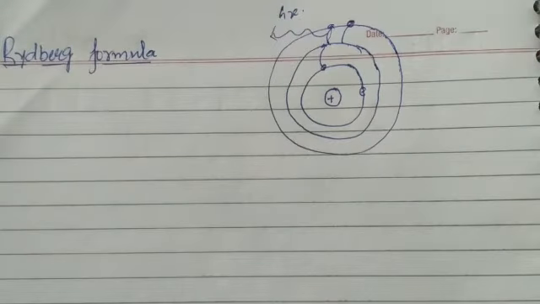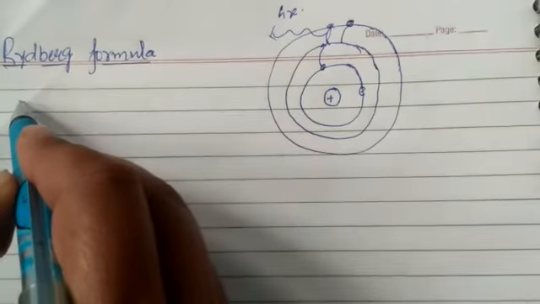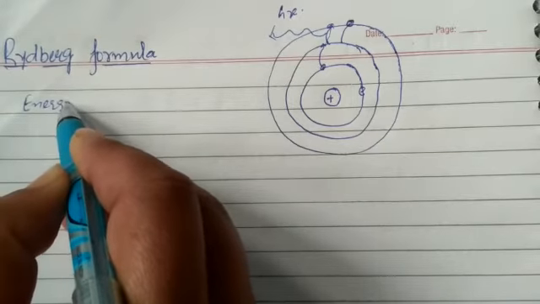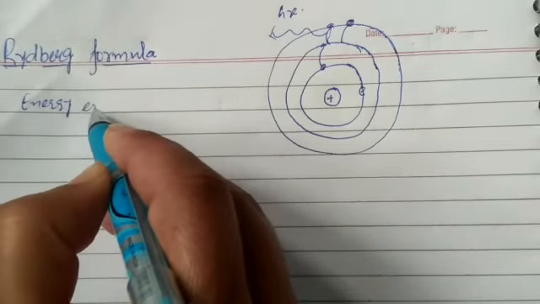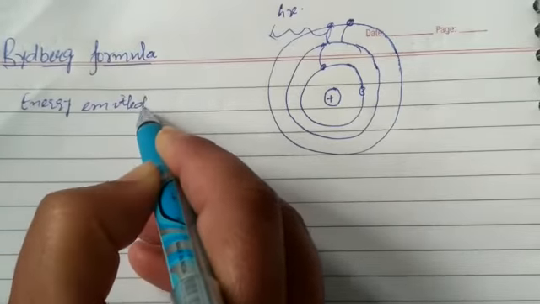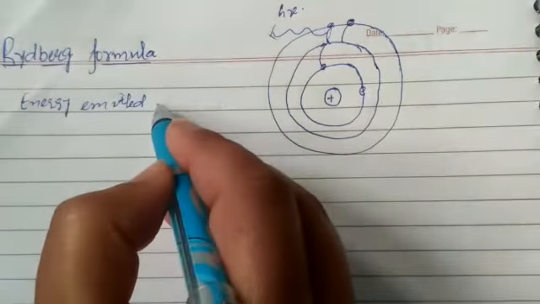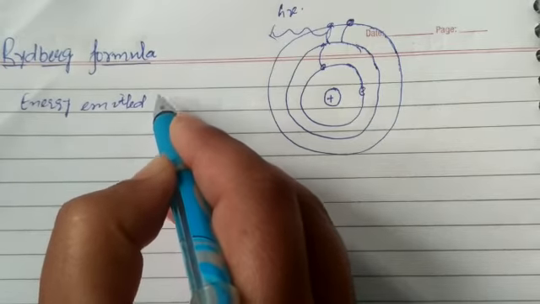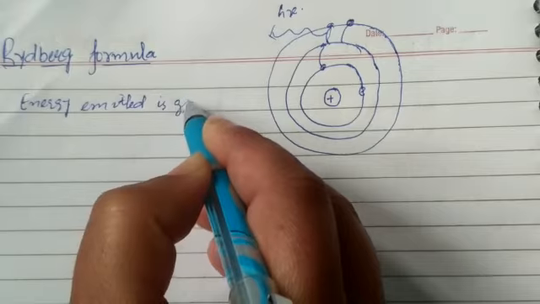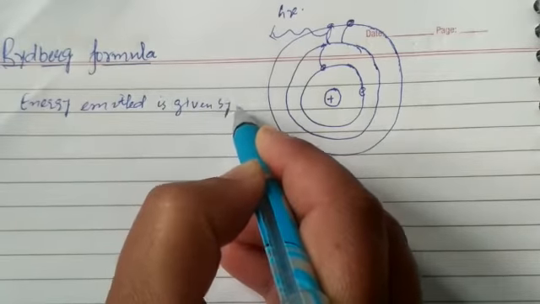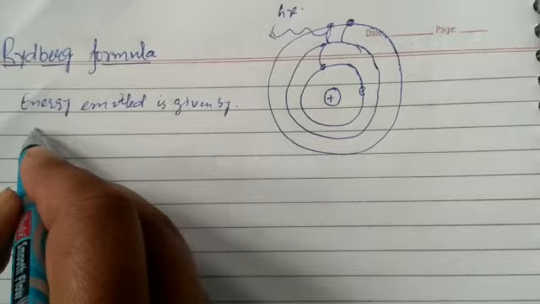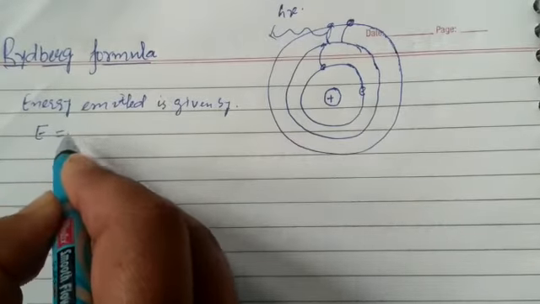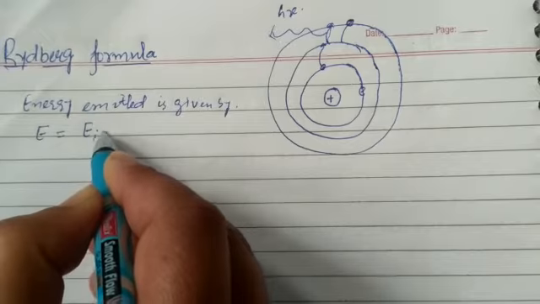So we have to read about the line spectra of the hydrogen atom. According to Bohr, the energy emitted is given by E equals to Ei minus Ef.